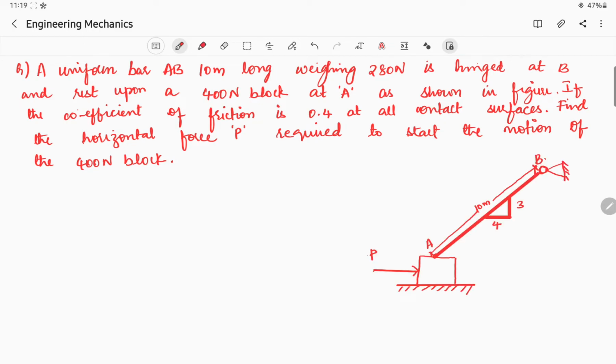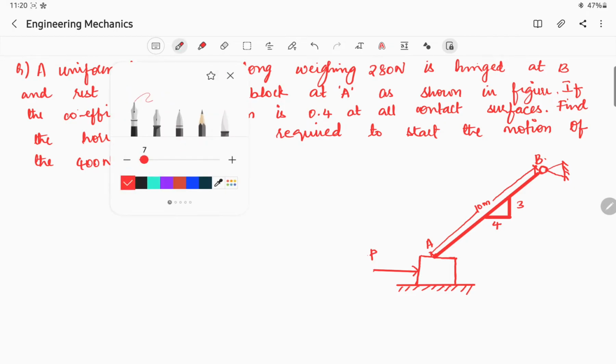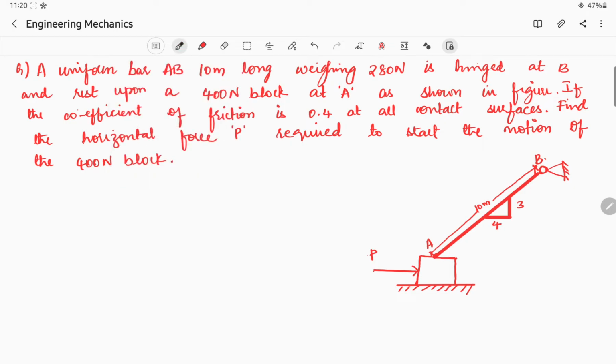So this is the figure given to us, that is, this is the ladder or the bar AB, which is 10 meters long, and the weight of the bar AB is 280 newtons, whereas the weight of the block is 400 newtons. Okay, so we have to calculate the force P required to start the motion of the block, and also the coefficient of friction between all the surfaces is given as 0.4.